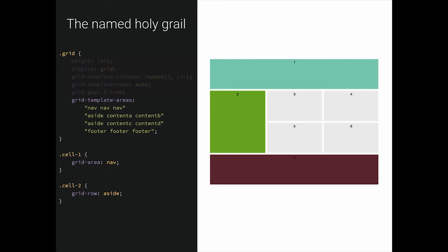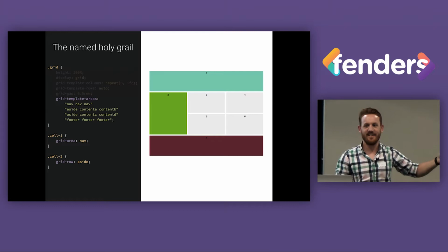But roll with me. Essentially what you do here is make an ASCII art version of your layout. So I'm saying nav, nav, nav, aside content A, content B, aside content C, D, footer, footer, footer. When I'm repeating each of those keywords there, I'm telling it to do that 3 times. So my template columns is 3, so I'm telling it use all 3. I know it looks strange that you have to repeat it.